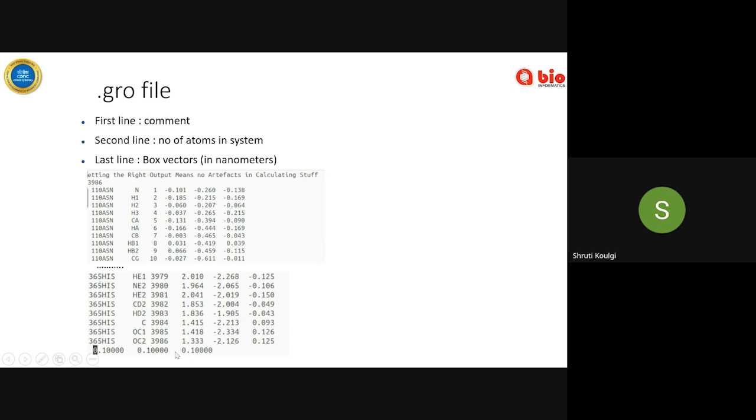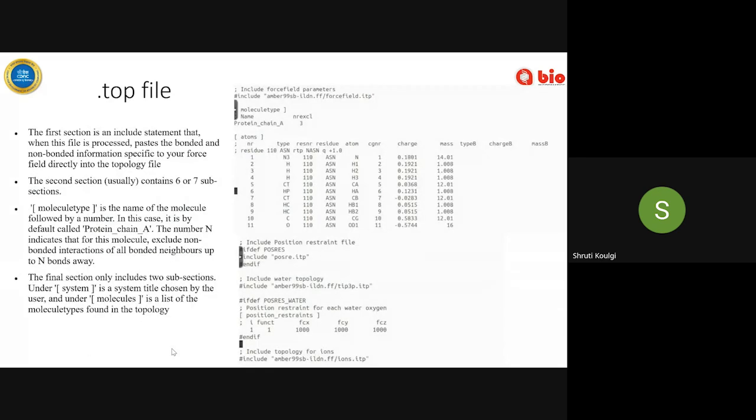Currently this box is of no use, but we will change the box dimension because we want to put our protein into a particular box shape. And in Gromacs, all these things are in nanometers, and in Amber, all things are in angstroms.